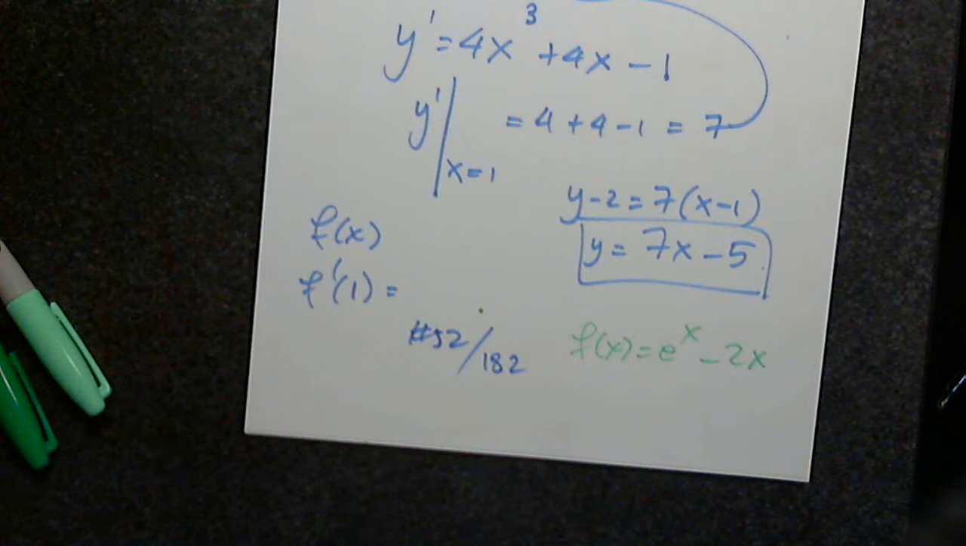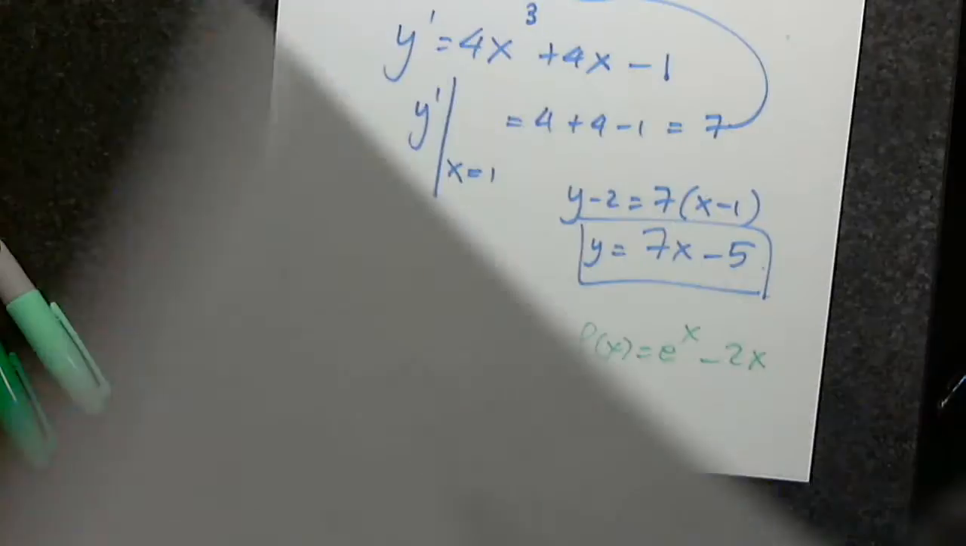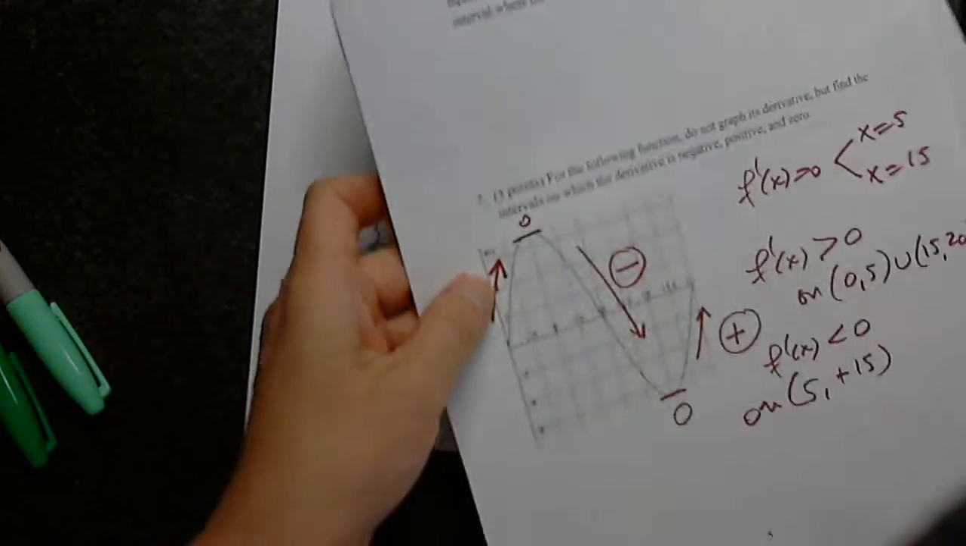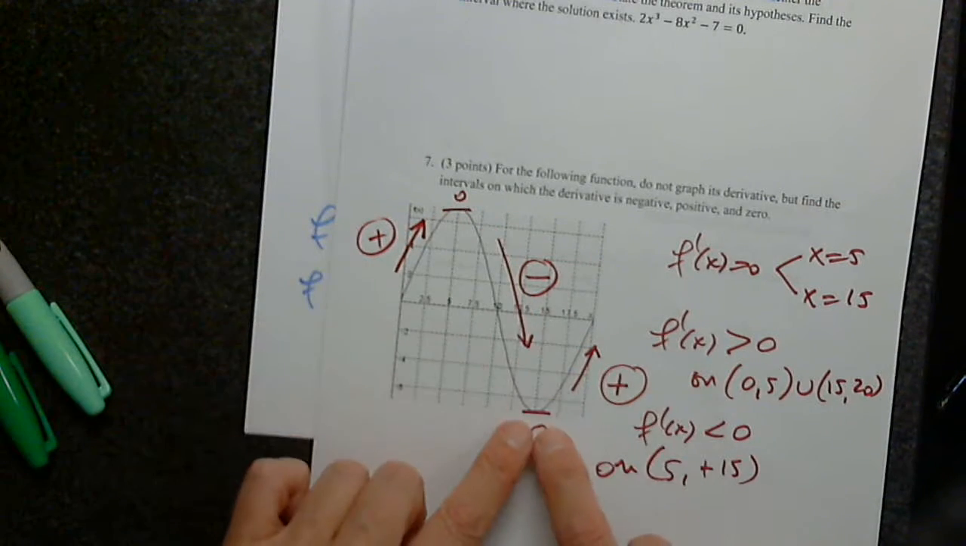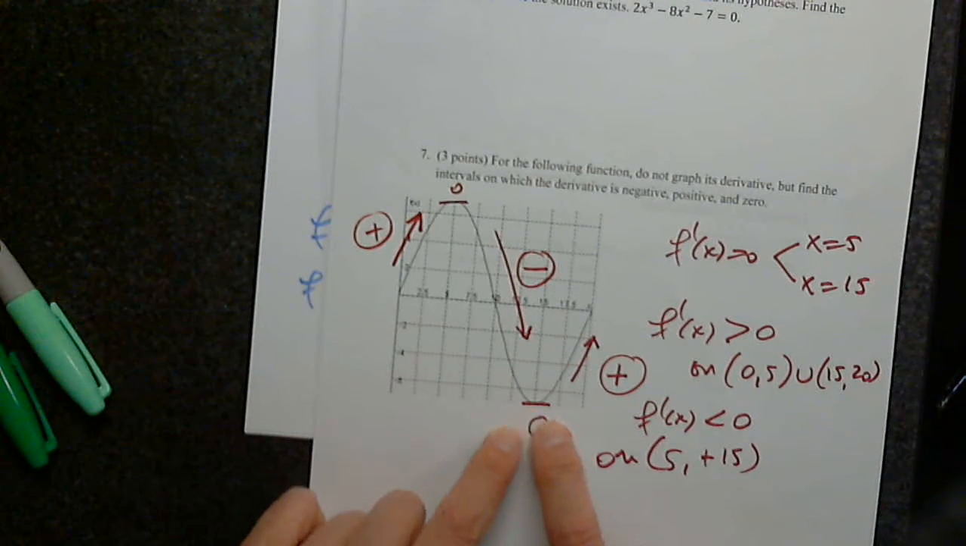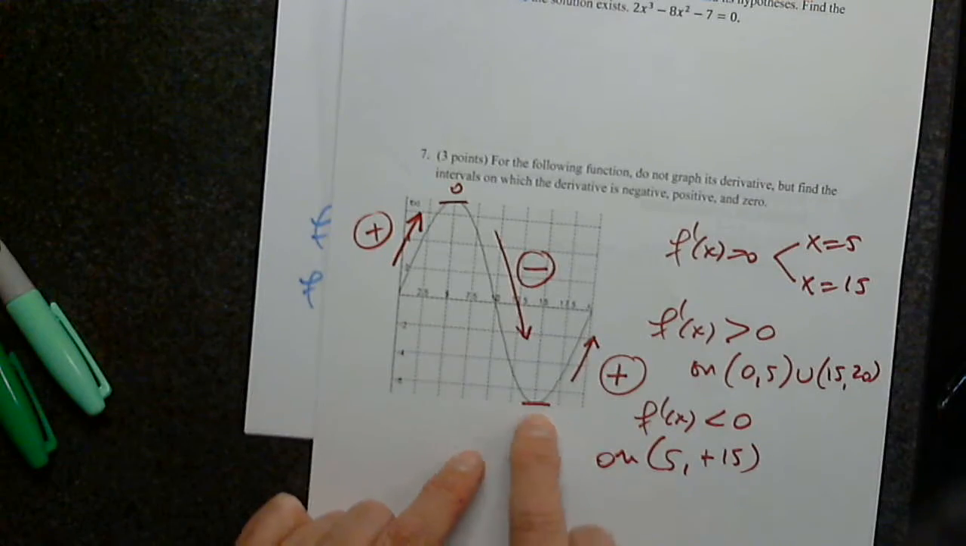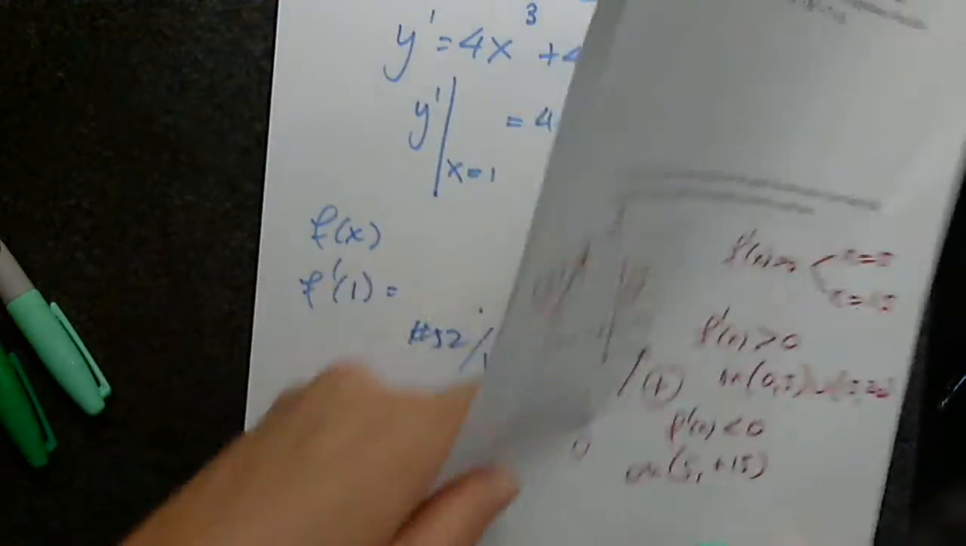What does horizontal tangent mean? The derivative is 0, right? We had that little example here with that graph. At this point, the derivative is 0, and at this point, the derivative is 0. Horizontal tangent. Very good.